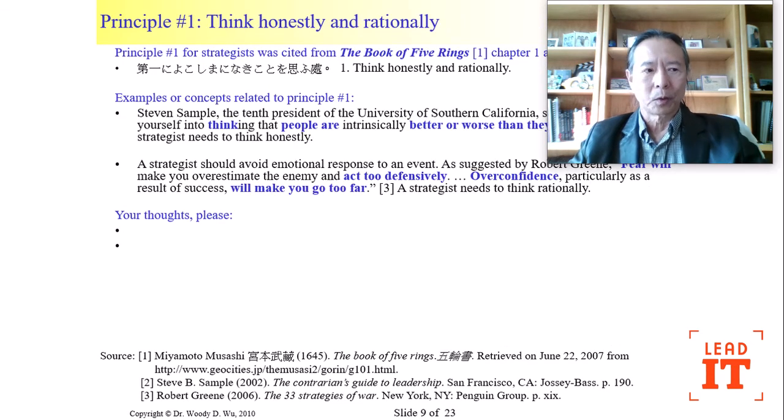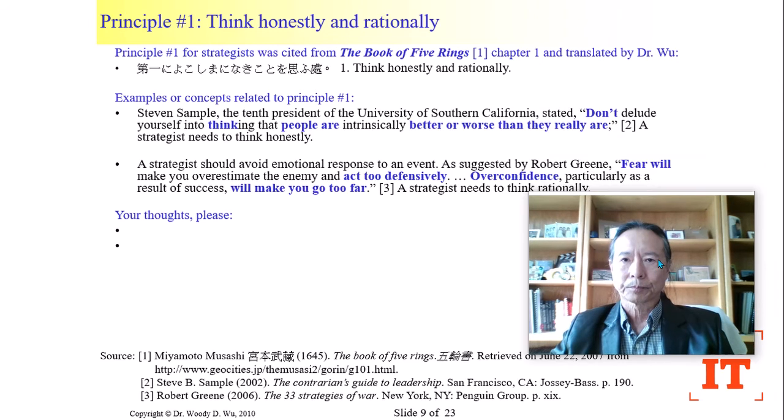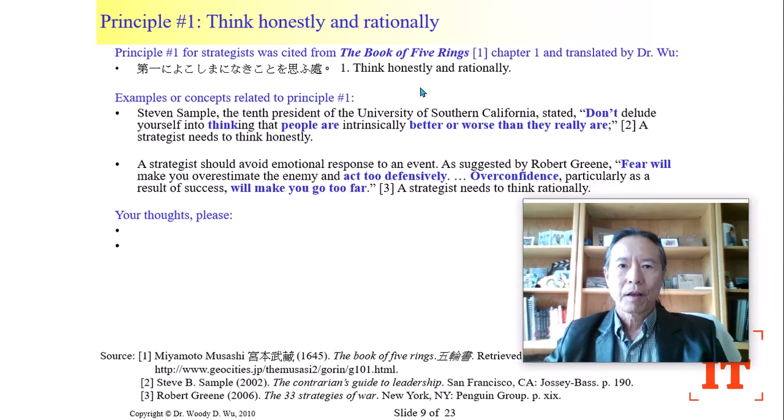9 principles learned from the Book of Five Rings. Principle number one, think honestly and rationally. Don't be lying to yourself, to your employees, to any of your shareholders. Ethical practice is the only practice.